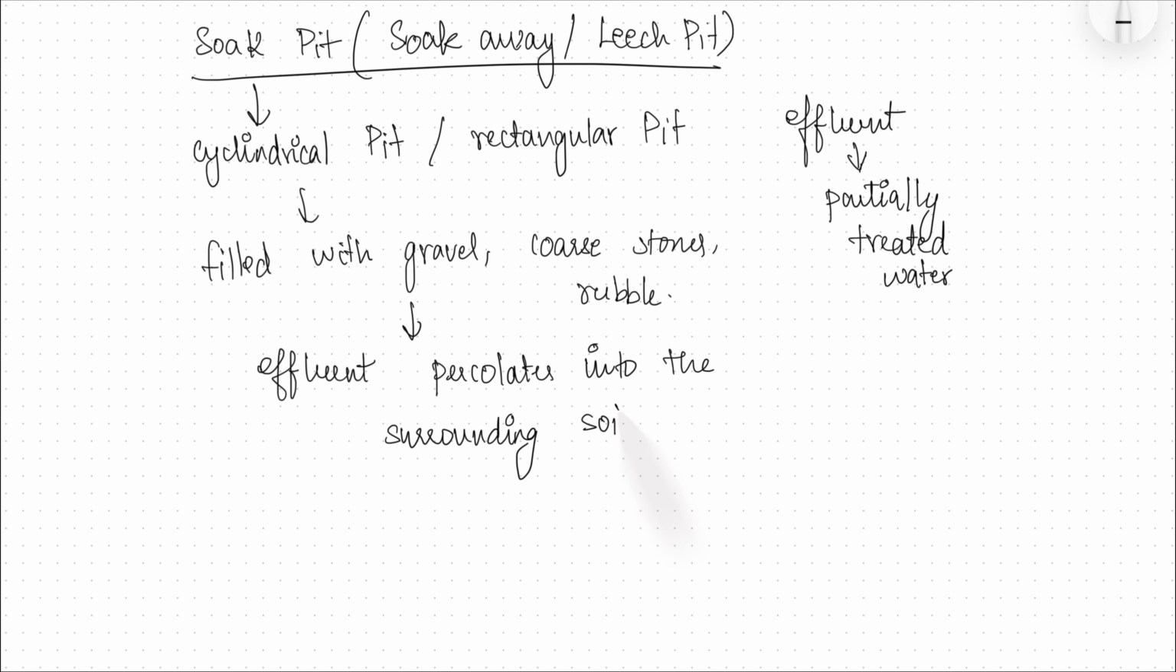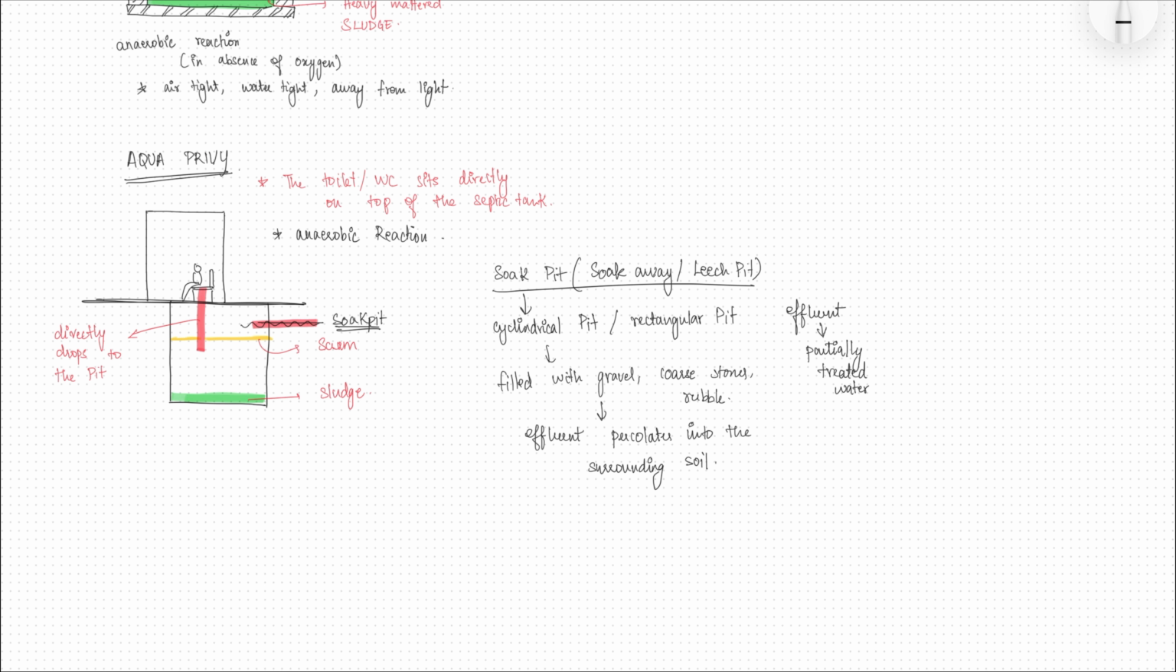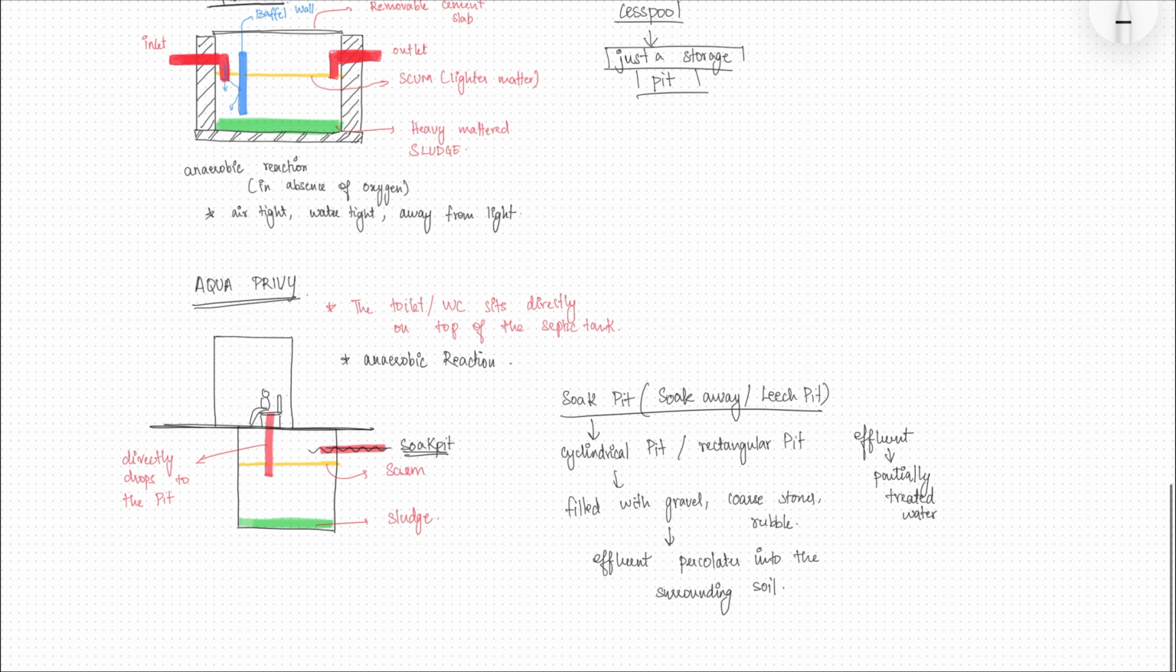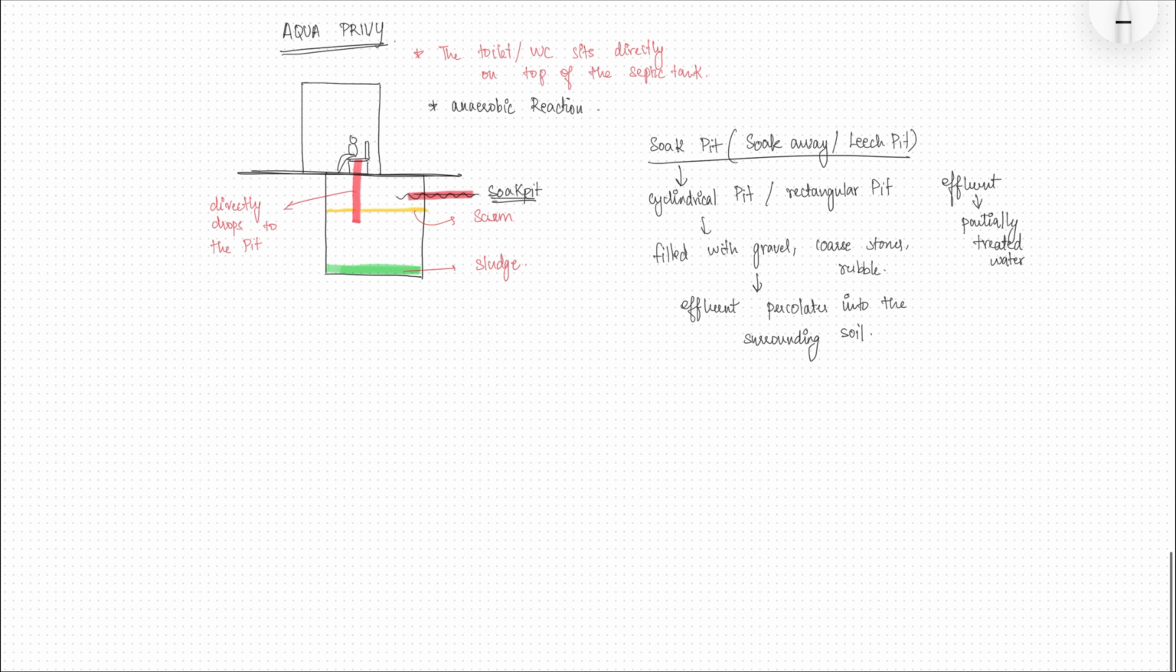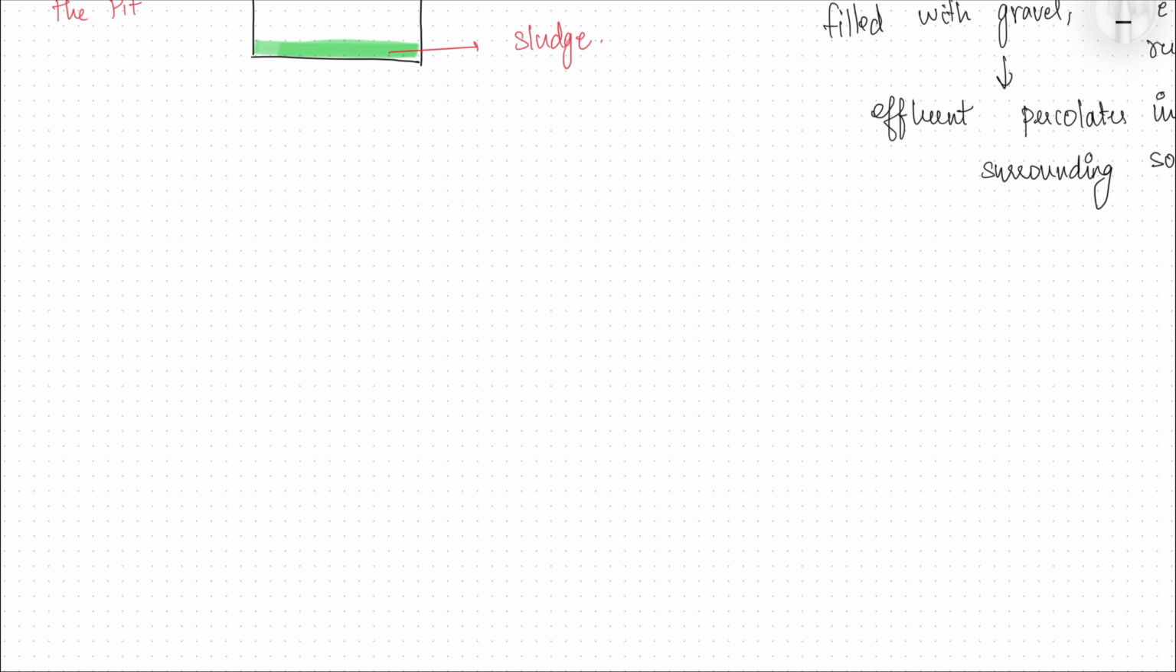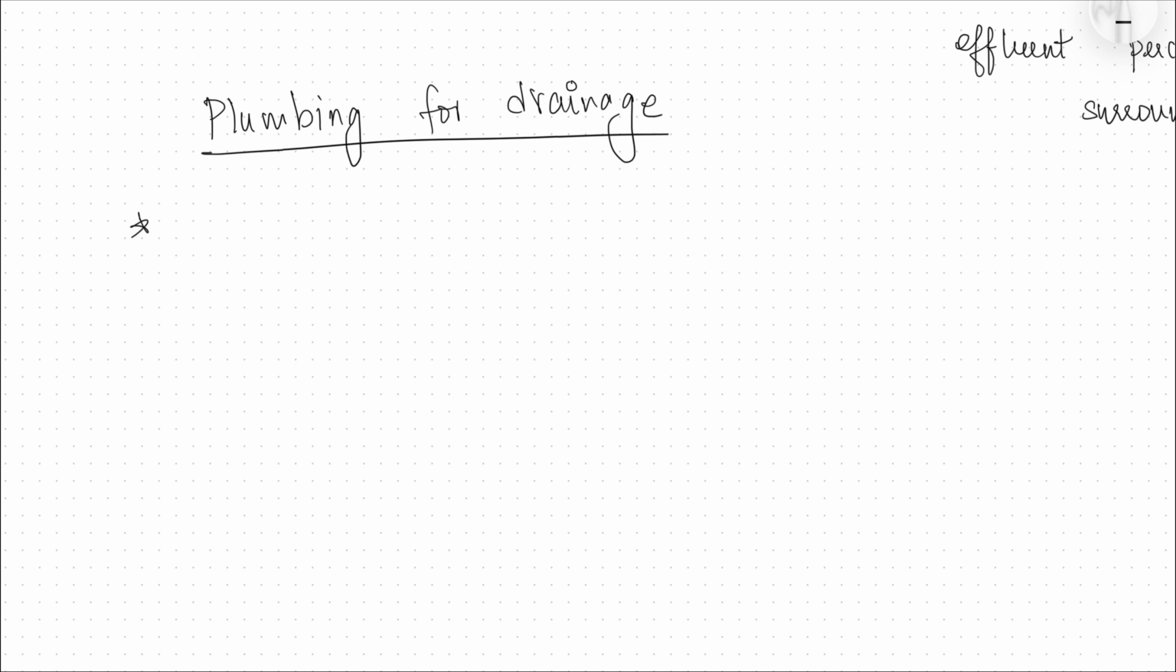So these were the types of tanks that we saw. We saw septic tank. We also saw aqua privy. Now let's talk about different types of plumbing or pipes that are used for drainage. Okay, so you have stack pipe.